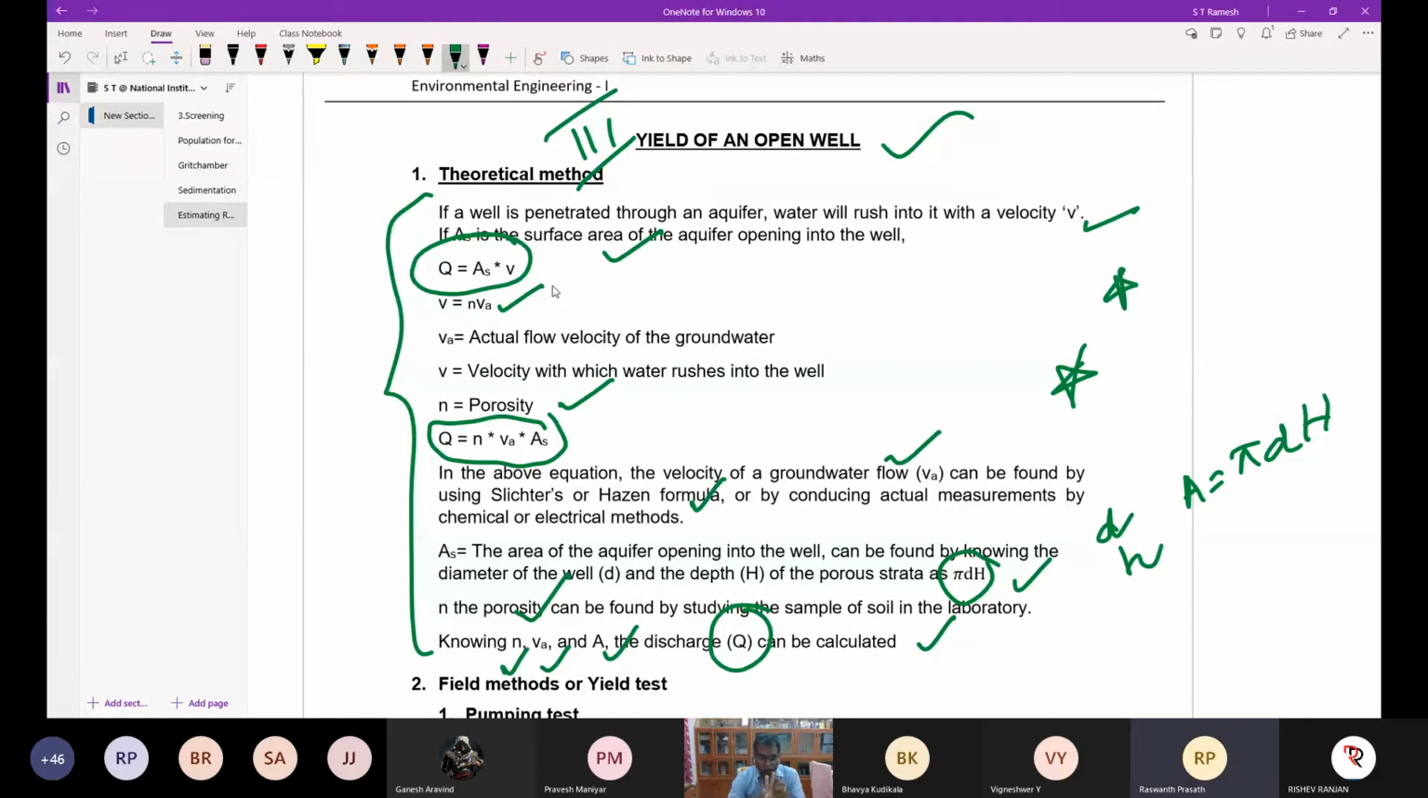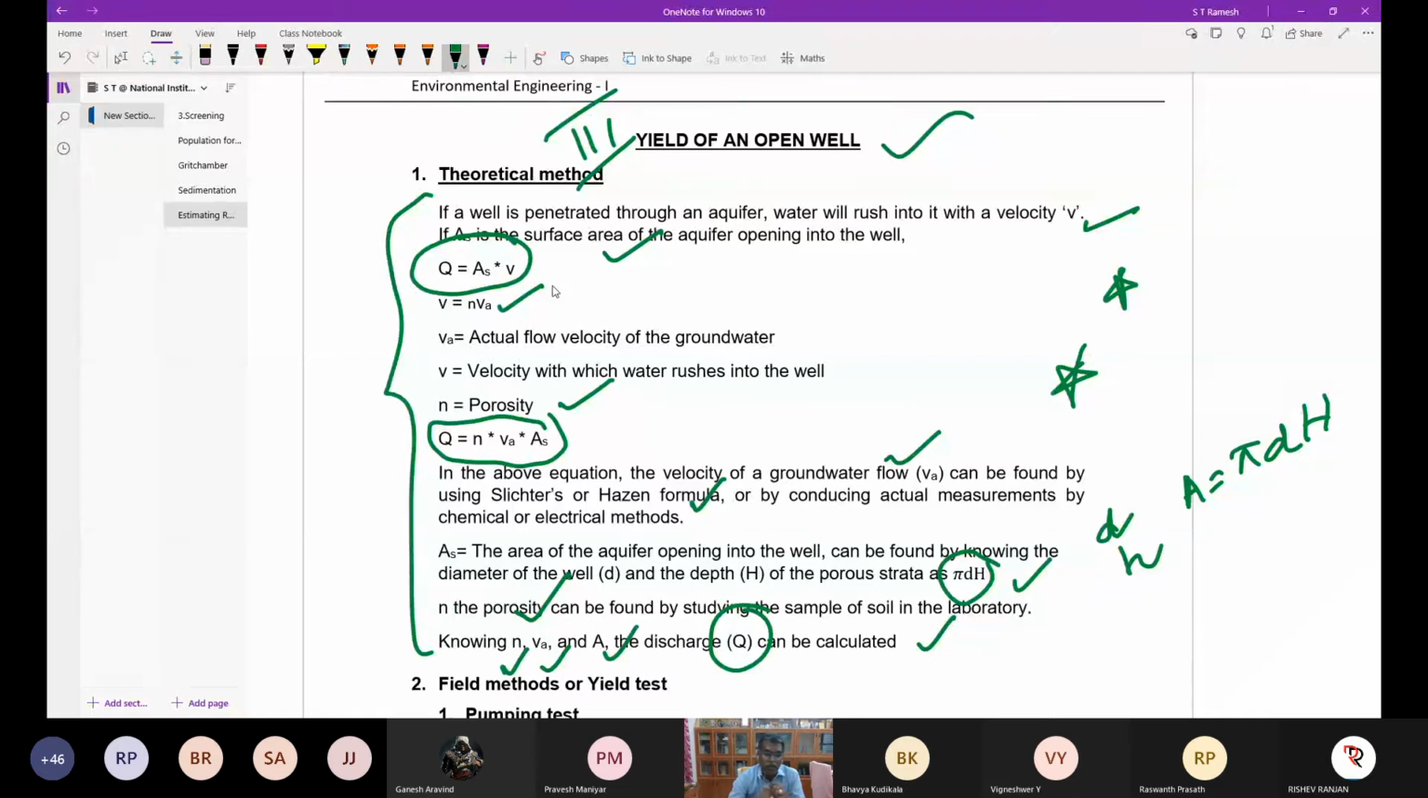Yes, sir. Theoretical method is very simple. Q is the formula, A is into V, and V is again related to porosity, and substitute in the first equation. Q is equal to N into VA into AS, and in this equation VA is unknown and N is unknown, and the area also you have to calculate.